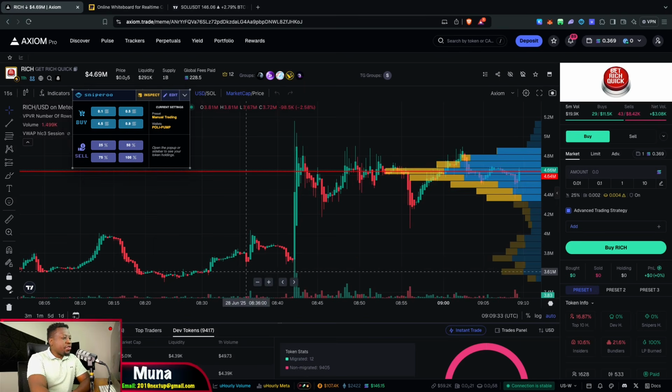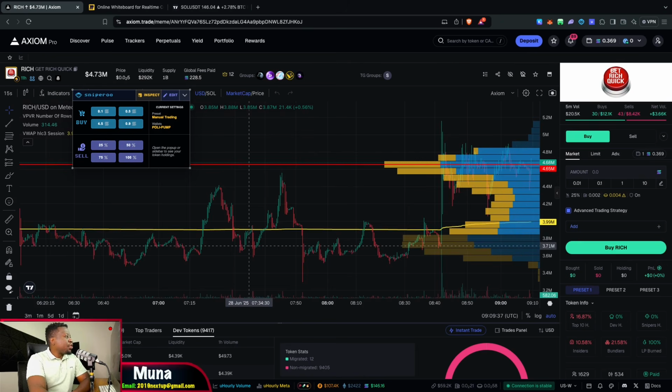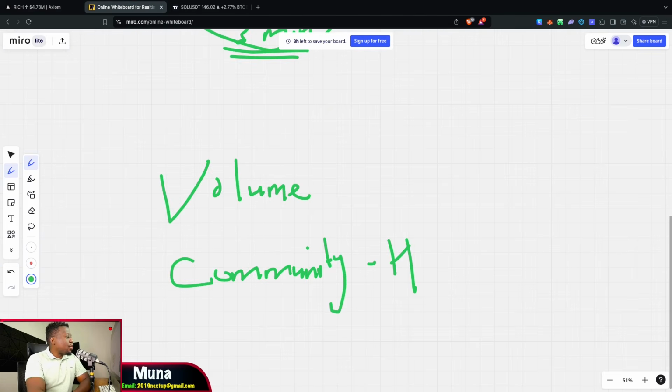Okay, and this is one of the reasons why we're seeing it perform very well, because there apparently seems to be very good demand, and it was posted in Portion, Pastel, Shocked, and all these other very good alpha groups. So this is one of the reasons why volume coupled with a very good community that has got strong demand.